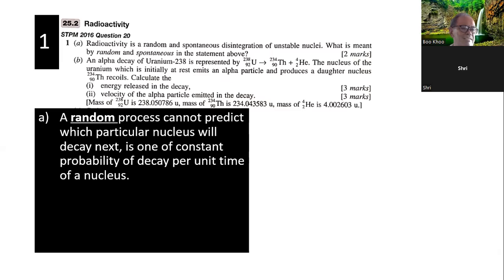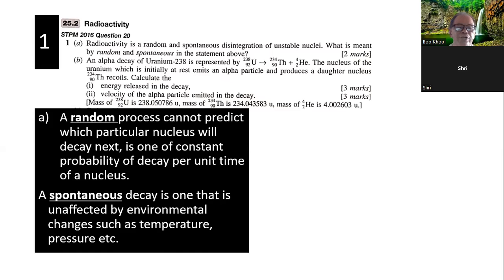What's spontaneous? Spontaneous because radioactive decay cannot be controlled. A spontaneous decay is one that is unaffected by environmental changes, such as temperature or pressure, etc. Not triggered by any environmental factors.